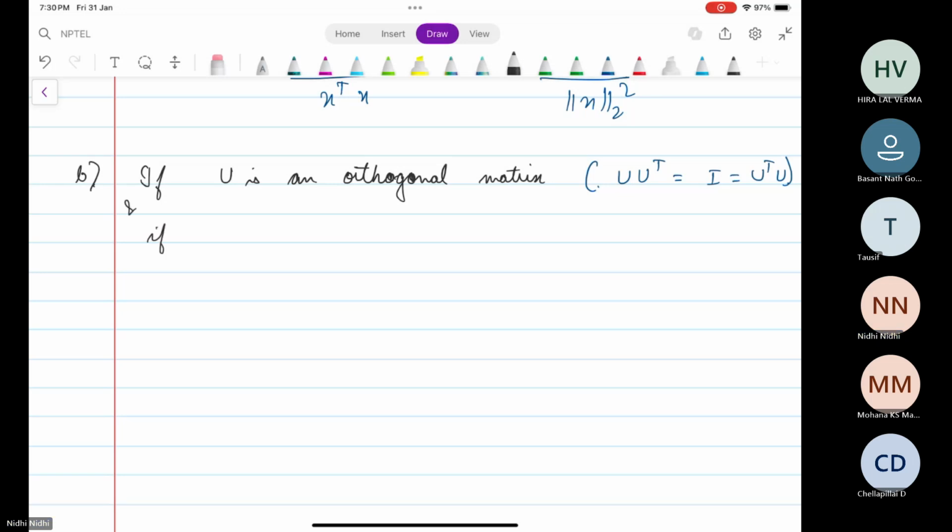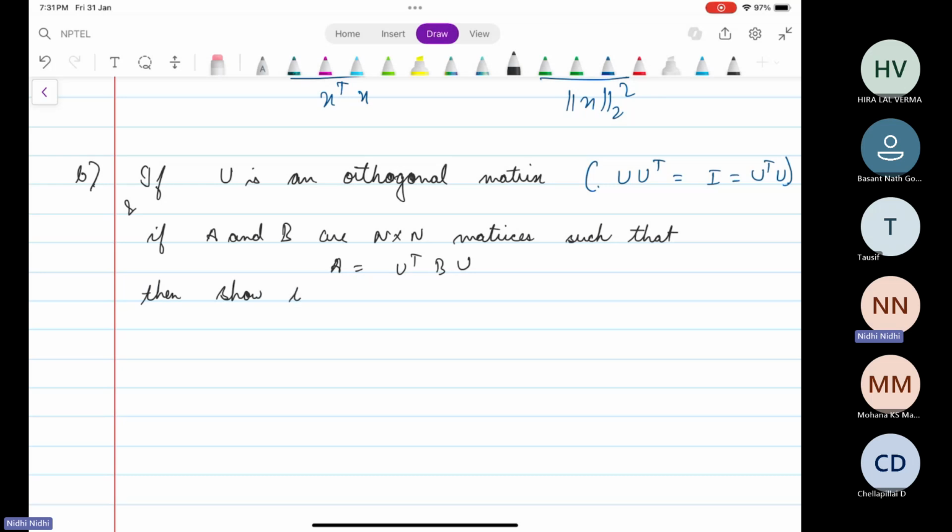And if A and B are n cross n matrices, such that A is equal to U transpose B U, then show that norm A is equal to norm B.